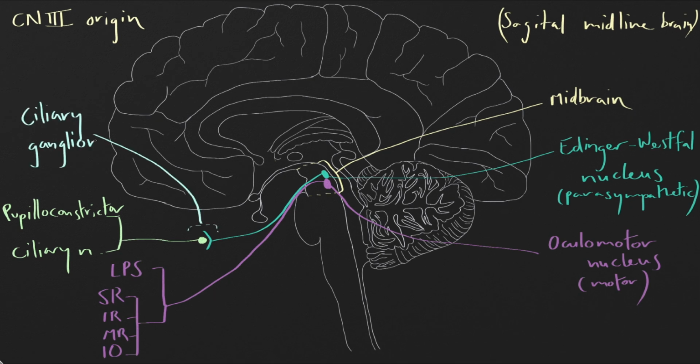So this drawing is conceptual. It's meant to show you that there's two different fibers within the nerve. But as we know from our previous segment, these fibers in fact run within the same nerve bundle.